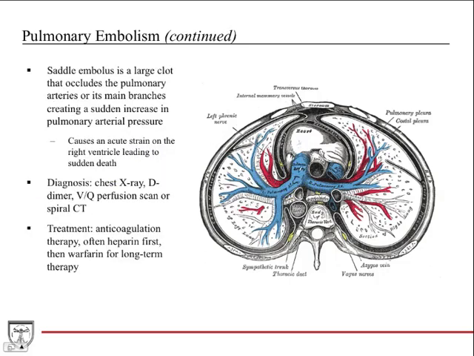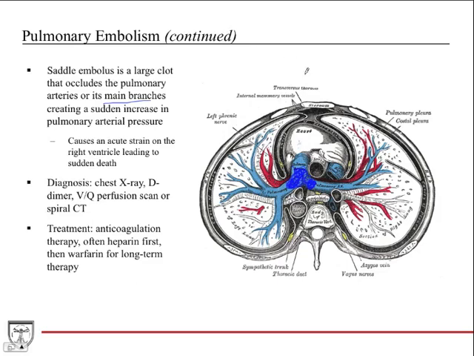A saddle embolus is a large embolus that lodges and almost takes the shape of the distal portion of the pulmonary trunk, and it extends from the pulmonary trunk into both arteries like this, and it'll be shaped like this. You can see some great pictures on the internet if you do a Google search for it. And it includes the pulmonary arteries or the main branches, and like I said, it creates a sudden increase in pulmonary pressure.